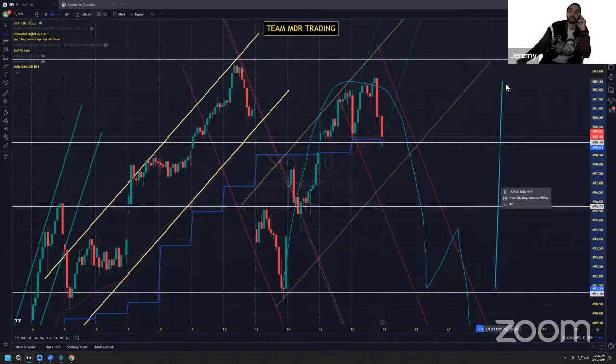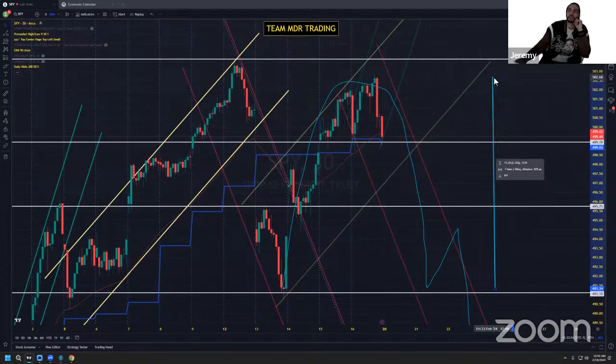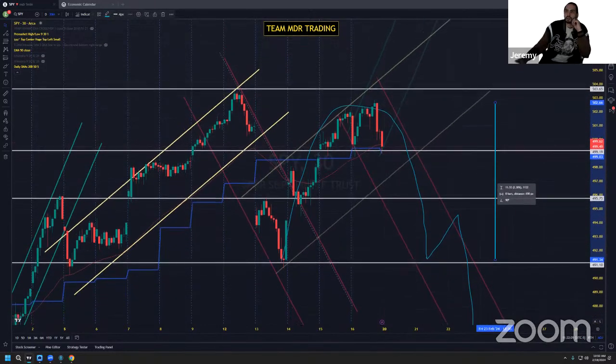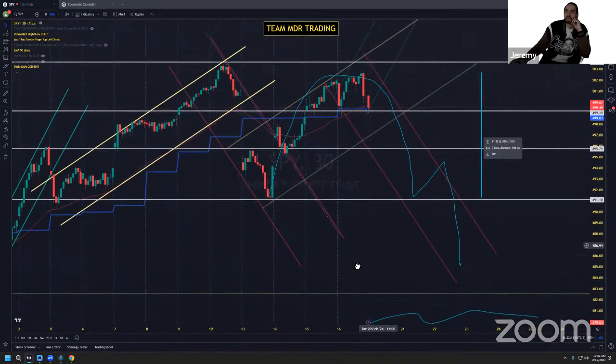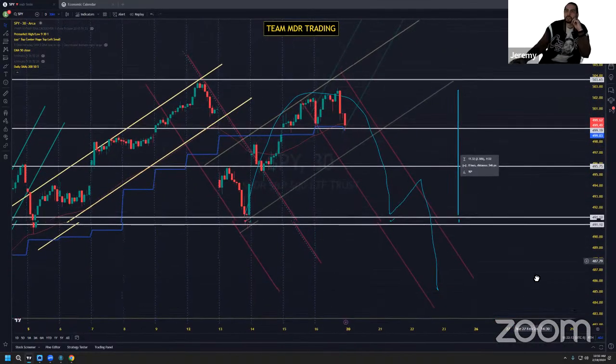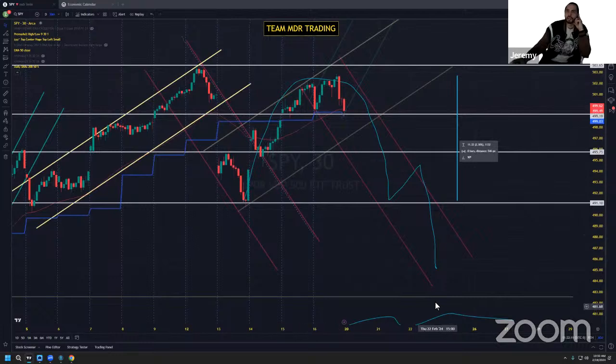I'm calling it a 10-point move, guys. Okay, 10 points at least. Okay. So let's see what happens if we cut down here. That's a bearish scenario. This is the algo.